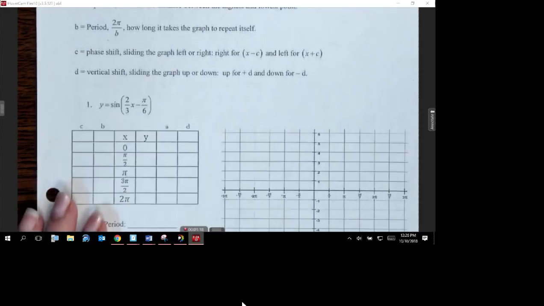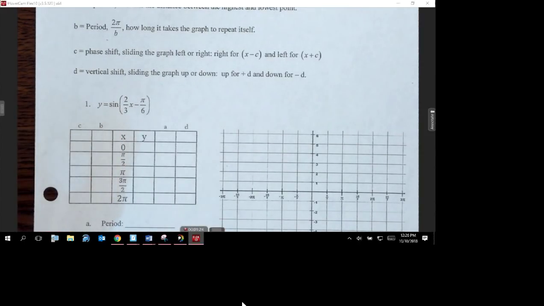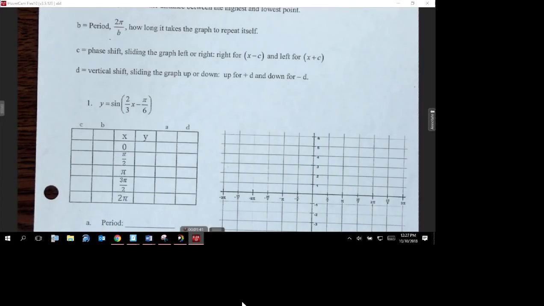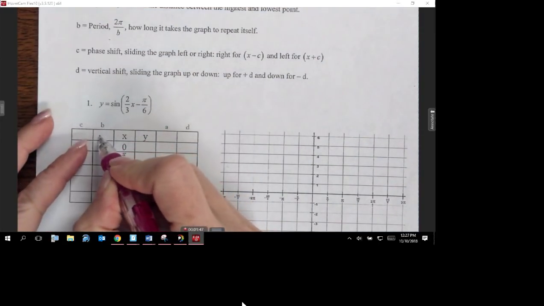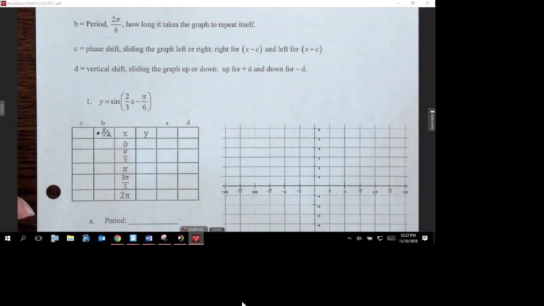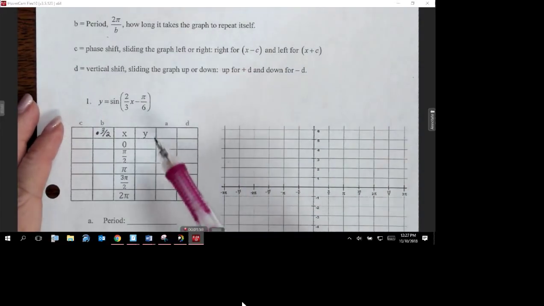So our first example is y equals sine of 2/3 x minus pi over 6. If you are working ahead of me, I hope you are working in pencil just in case you make a mistake. So what you want to start doing is think about the transformations so we know where to put them in the table. I first come to a 2/3. It's inside of the parentheses. What does that tell me? Horizontal stretch by a factor of 3/2. So that means I'm going to multiply all my x's by 3/2. And remember, if it's horizontal, we reciprocate it. We multiply by the reciprocal.